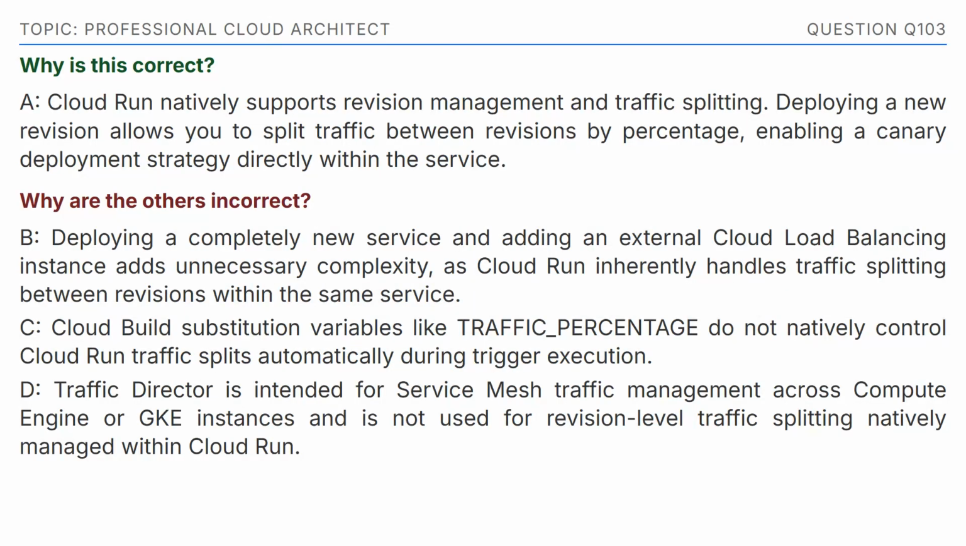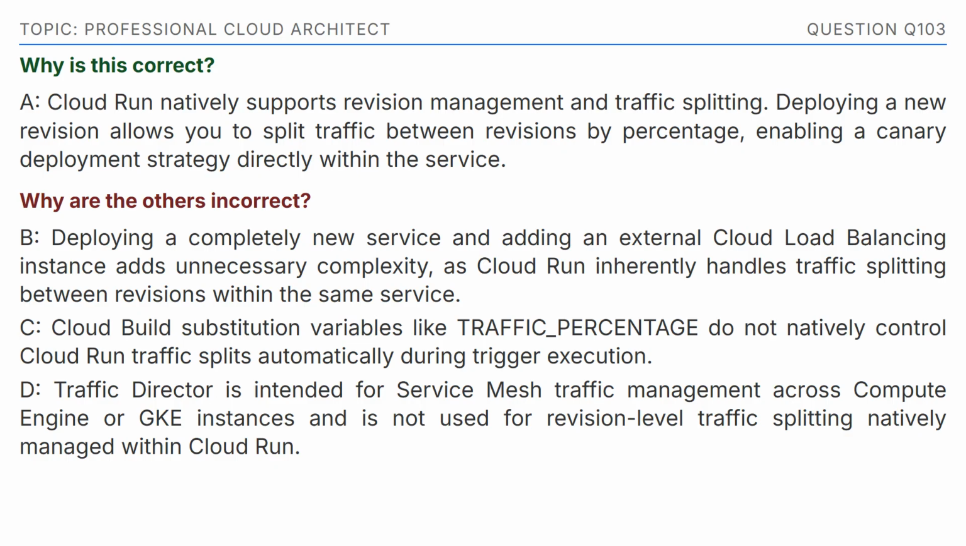Why is this correct? A. Cloud Run natively supports revision management and traffic splitting. Deploying a new revision allows you to split traffic between revisions by percentage, enabling a canary deployment strategy directly within the service. Why are the others incorrect?